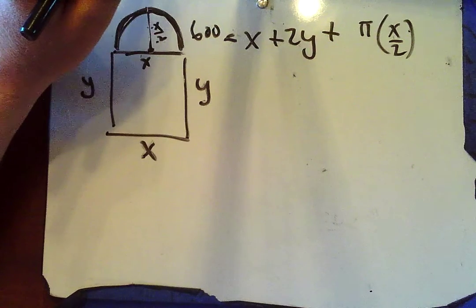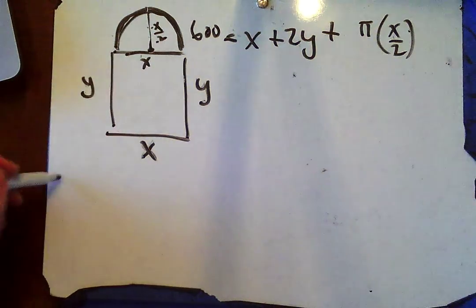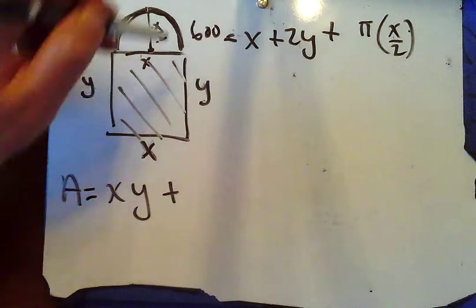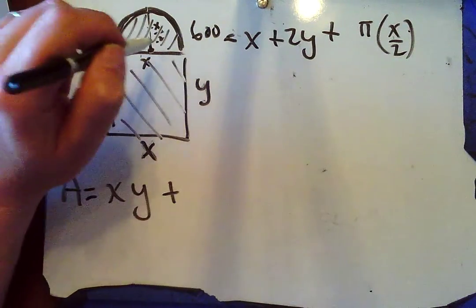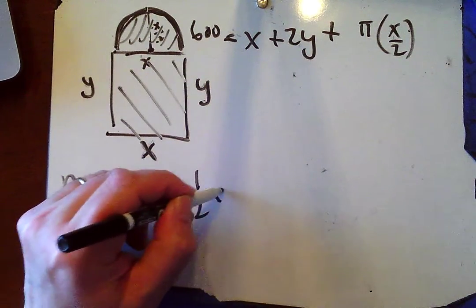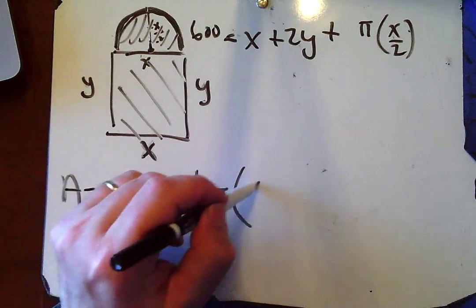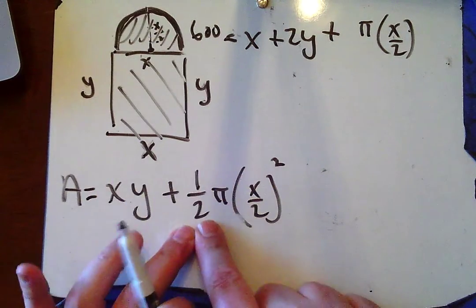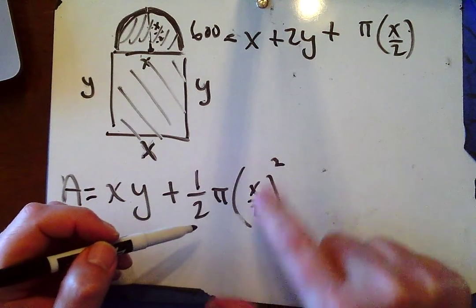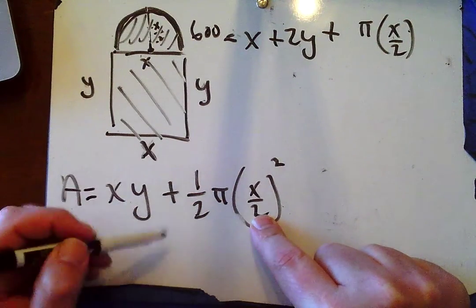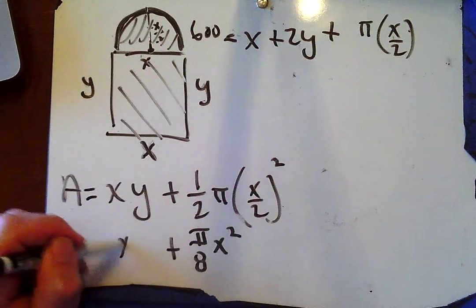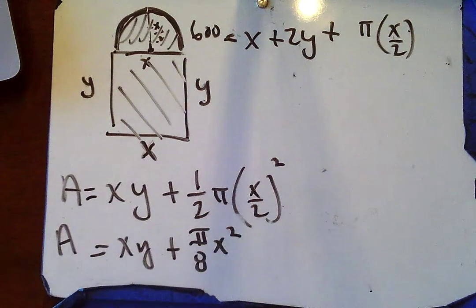We do want to find the dimensions that maximize area, and we know that the area here is simply x, y, but we've also got the area here, and that's half a circle. So 1/2 pi. What was our radius? X over 2 squared. So pi radius squared is the area of the circle, but we only want half of that. In fact, that's going to be x squared over 4 times 2, so I have pi over 8x squared, and here I have xy. So there's area, total area.